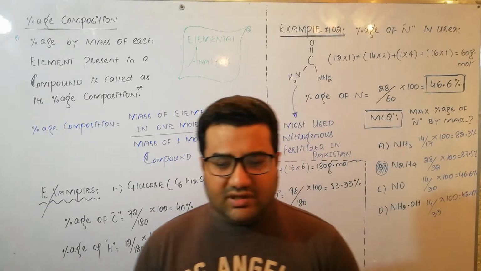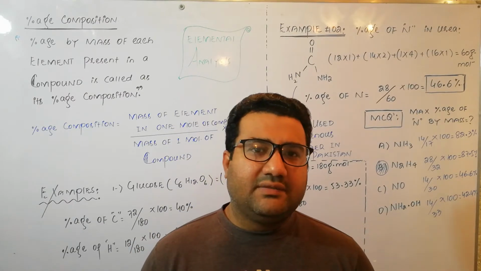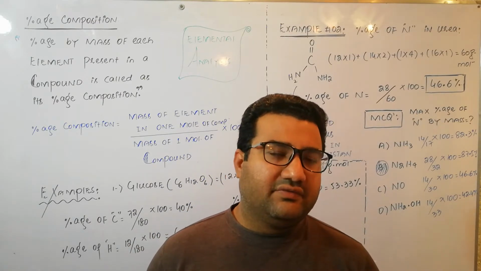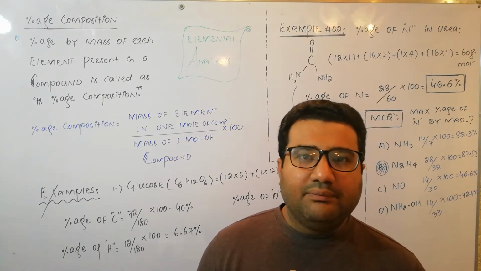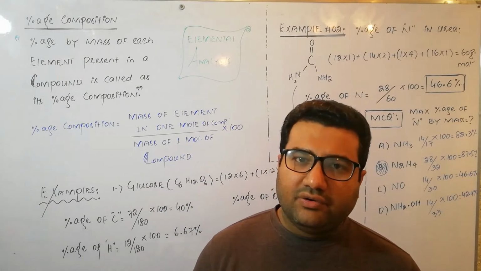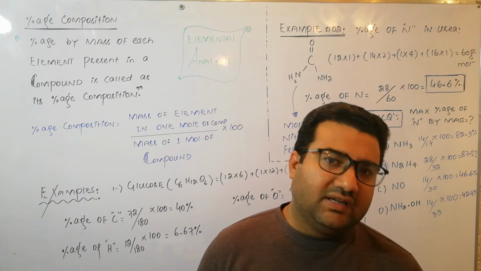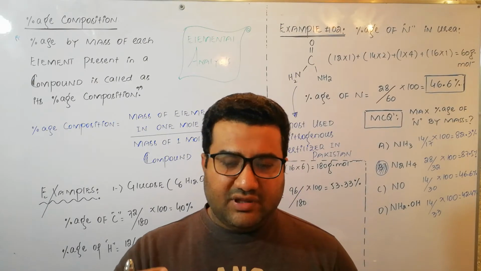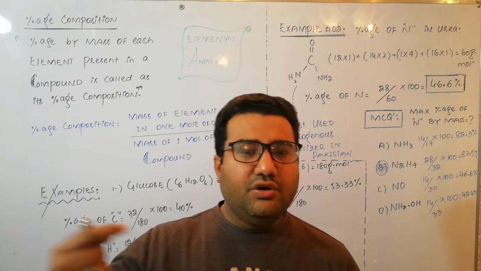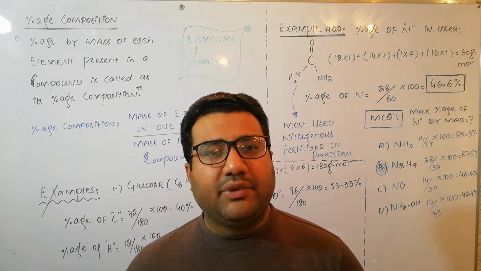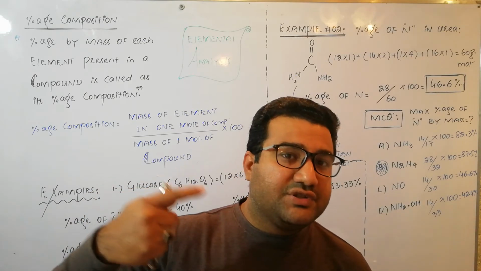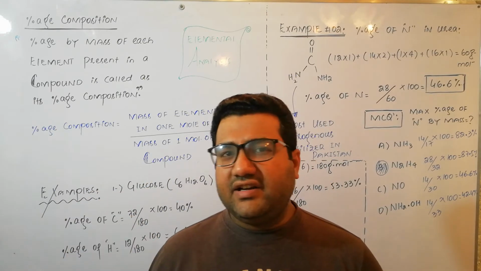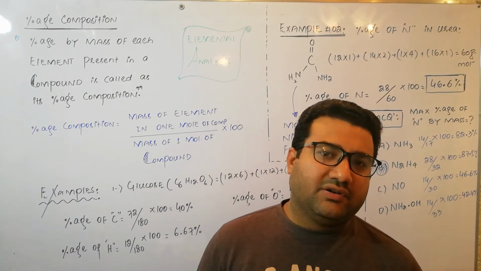Percentage composition is no doubt a very simple concept, but it is a very important one. Why is it so important? Because in order to find the empirical formula of any compound, first of all we have to calculate the percentage composition. So the first step towards the evaluation of the empirical formula of any compound is to determine the percentage composition of that compound. That's why it is a simple but very important concept.